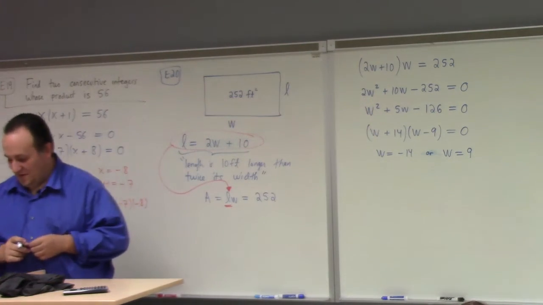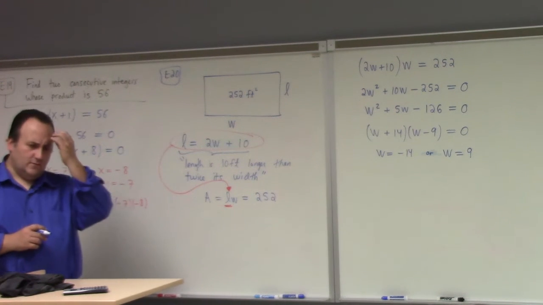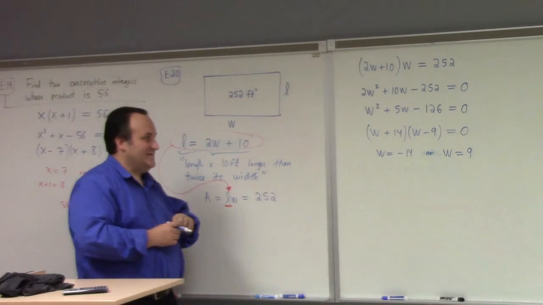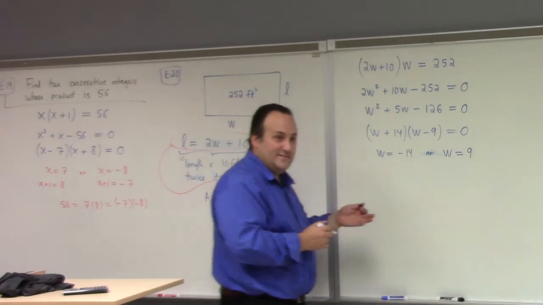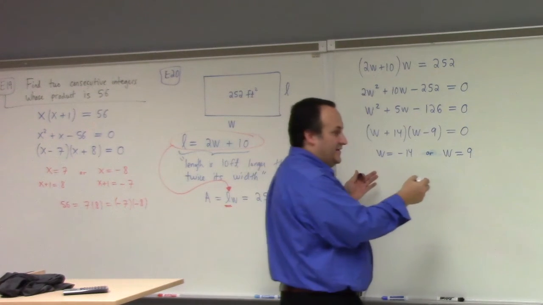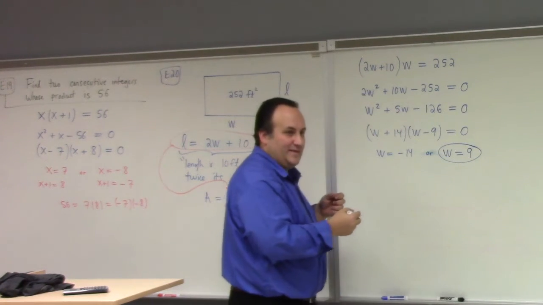I was looking at the answer key, okay? And the answer key was telling me 9 and 28. And I was like, what? And I forgot. The answer is not what? The answer is not, this is the width, right? Which one of these is physical? The physical answer here obviously is this one, right? So we have the width is 9 feet. What does that make the length?